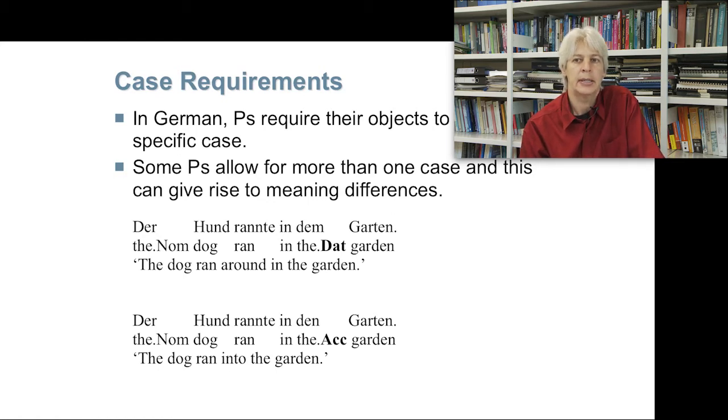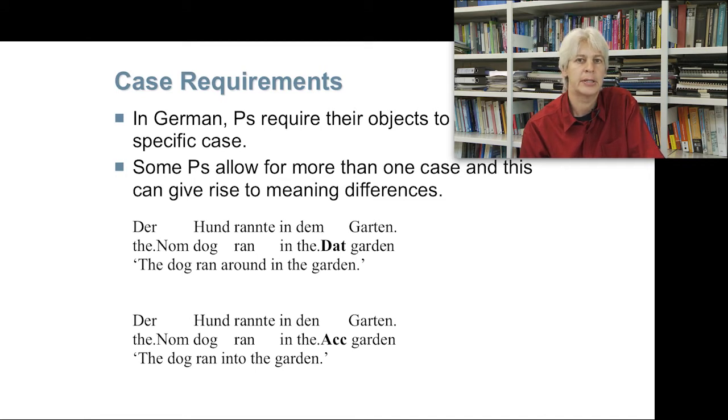Versus "der Hund rannte in den Garten", where you have an accusative. "Den" is the determiner, and it's marked for the accusative. Again, you have the preposition "in". This one means the dog ran into the garden. So he was not in the garden, and then he ran into it. Okay? So it's a kind of directional meaning here, where he takes up a path that takes him into the garden.